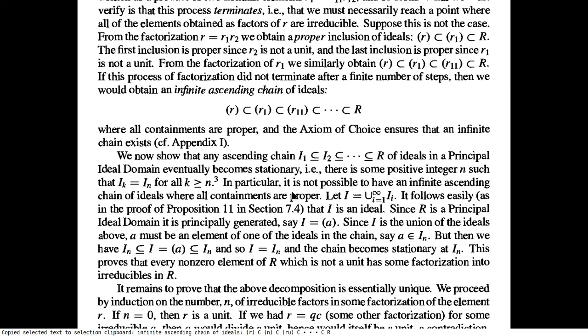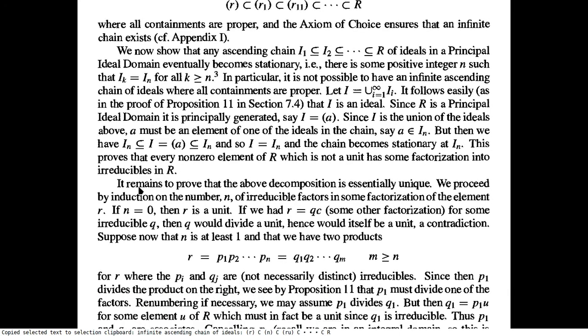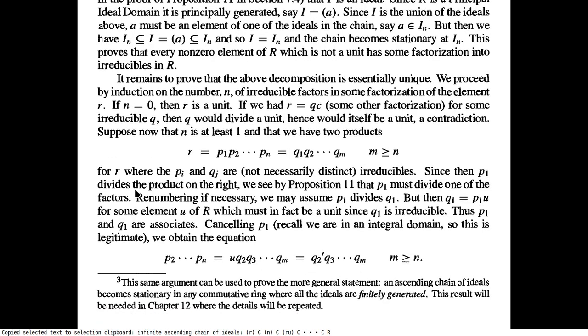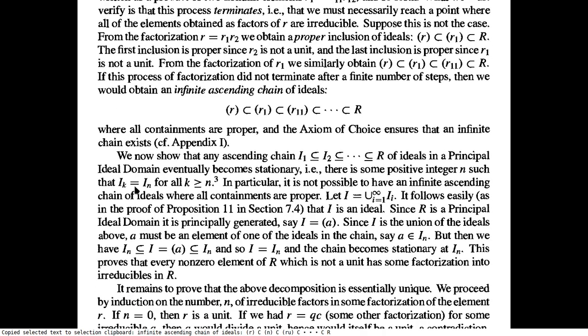Right, we have to now see if this chain is stable. So if it becomes stationary, which means that there is some integer n such that I_k is equal to I_n for all k larger than n. Okay, so let's see.